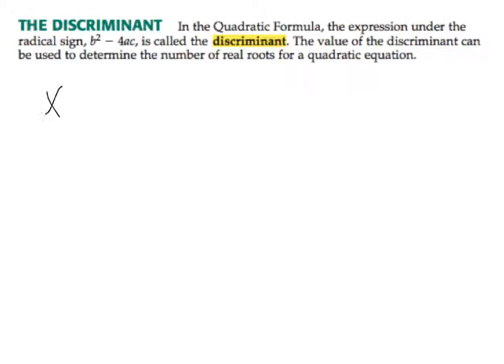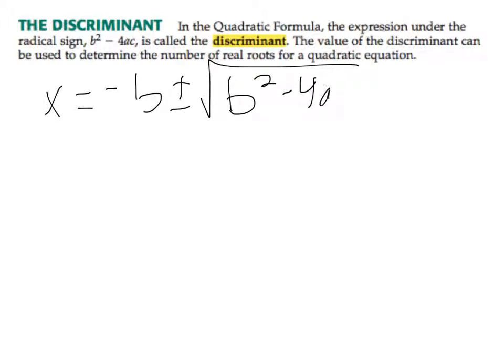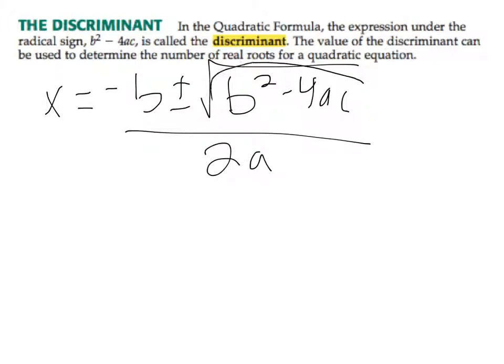So if we remember, this is our equation. This is called the discriminant. Okay, so b squared minus 4ac is called the discriminant. What the discriminant can be used for is to help determine the number of real roots for the quadratic equation. Basically, it tells us how many answers there are to our equation.